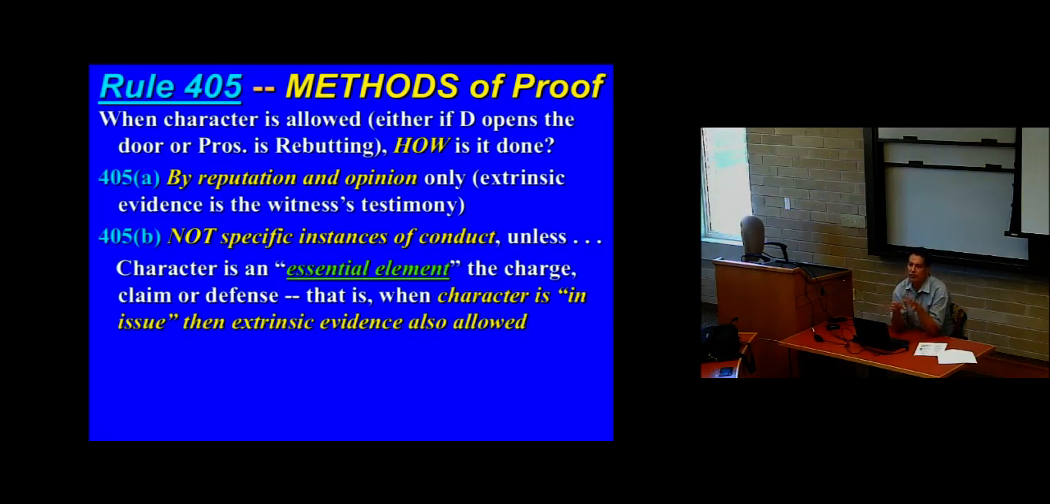However, if character is an essential element of a claim, charge, or defense, for example, in a libel or slander case, if the defense is truth, so if the plaintiff is suing because the defendant said that the plaintiff is a dirty, rotten scoundrel who steals money and is a thief, and so the plaintiff is suing for defamation and slander, and it was written so it's libel too, and the defense is truth, that the plaintiff really is a dirty, rotten scoundrel and is a thief.